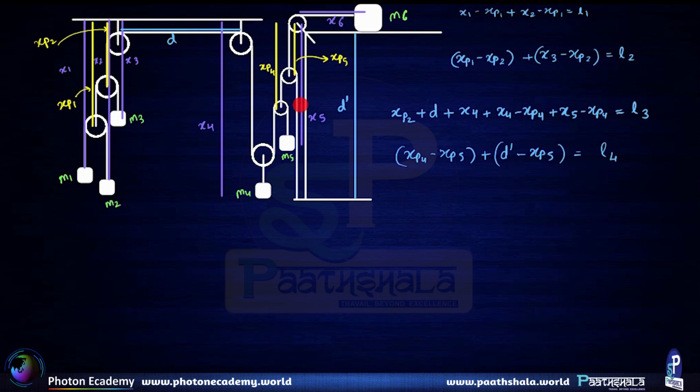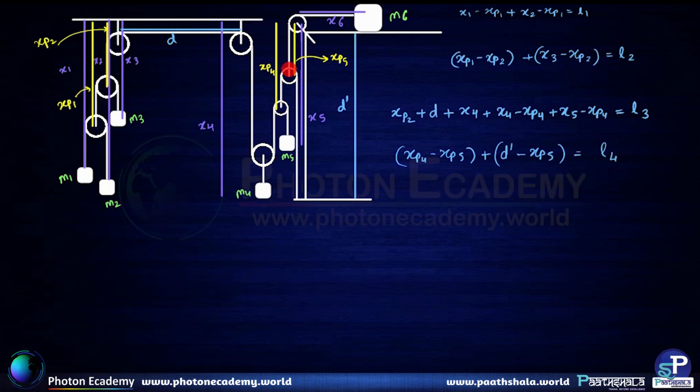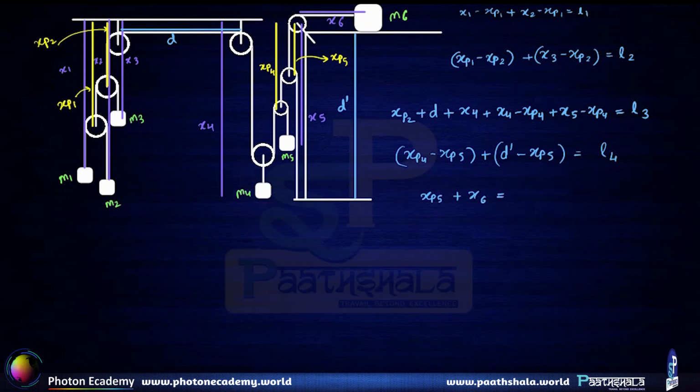So this is what we did, and now we get the fifth and the final string, for which we can clearly write down xp5 plus x6. This is going to be the length of string 5. So xp5 plus x6 is equal to the length of string 5. So these are the 5 equations which, on double differentiating, will give us the relation between the accelerations.